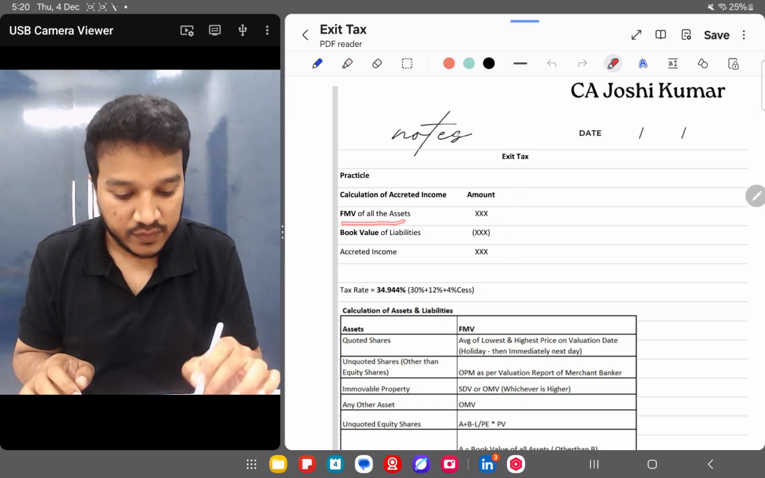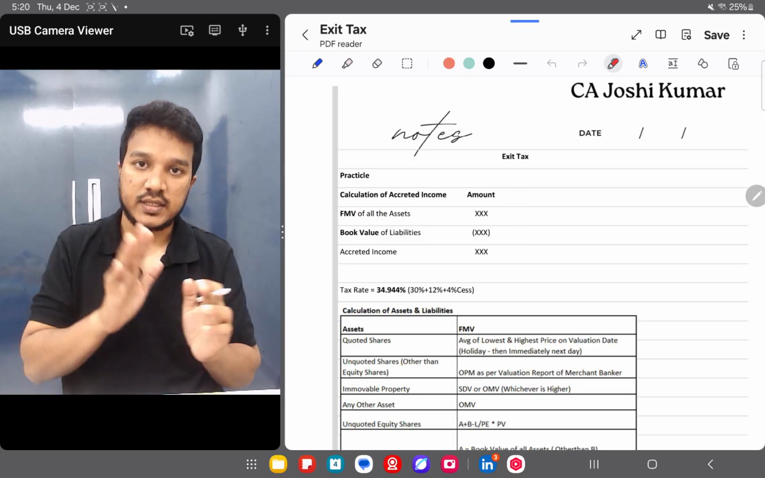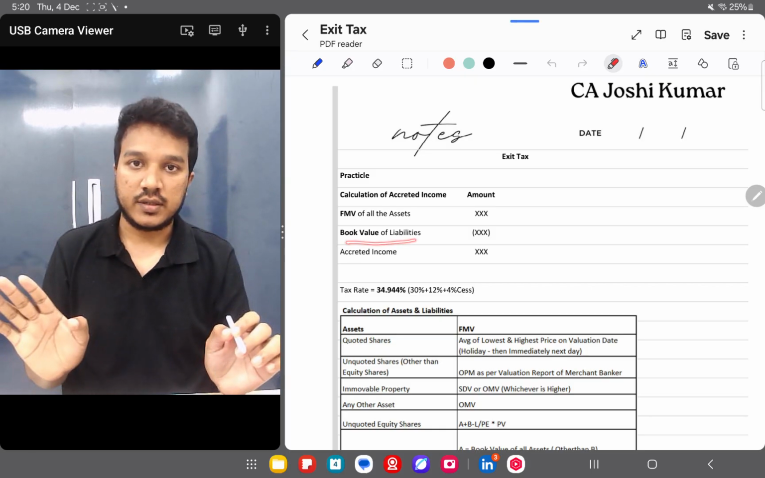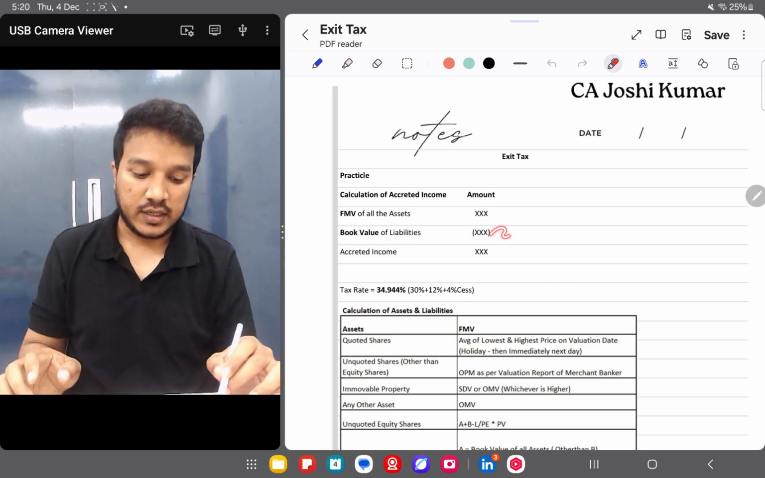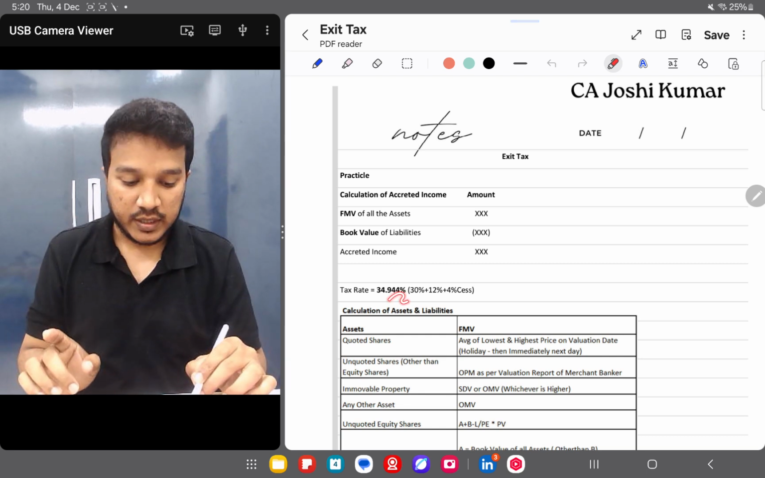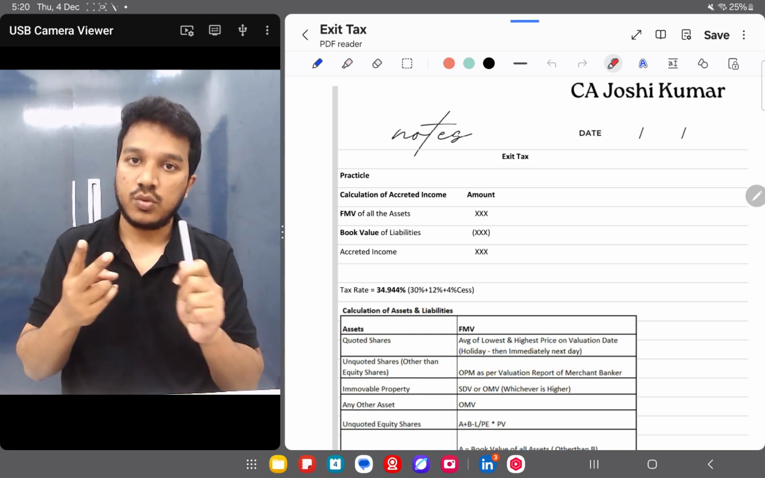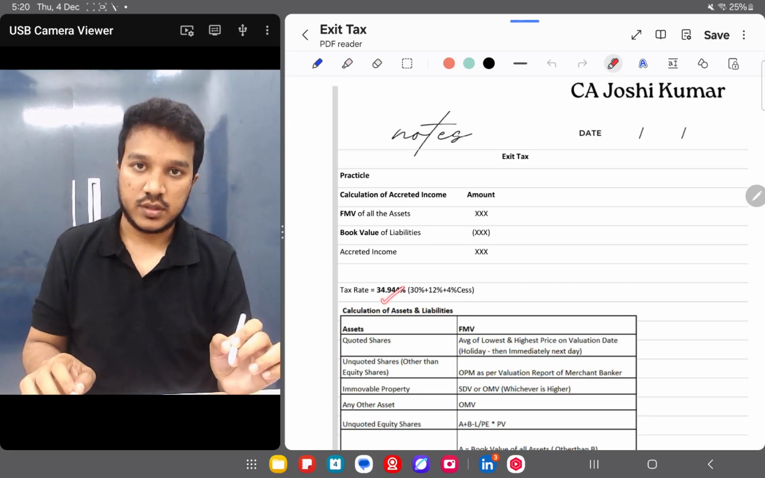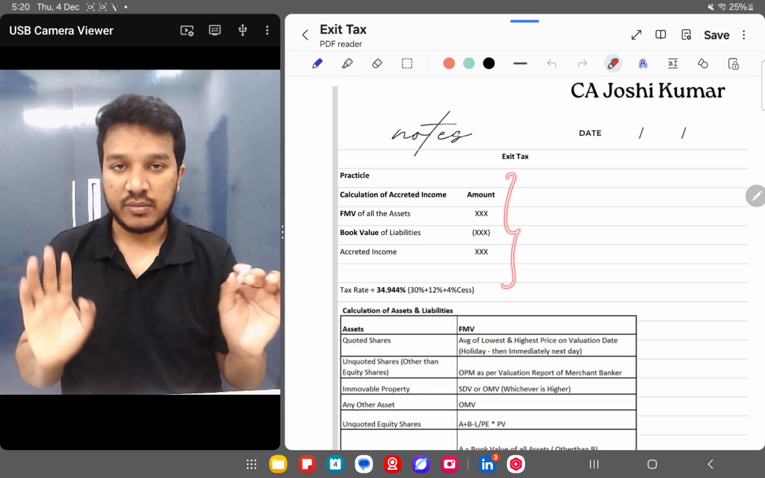Okay, you will take the fair market value of all the assets. Whatever assets are in the trust, take their full fair market value, and then you deduct the book value of your liabilities. Whatever the book values are, deduct them, and the balance you get is the accredited income. On this you will put a tax rate of 30%, 12% surcharge plus 4% education cess, which comes up to 34%. Understood? This is the ultimate format.